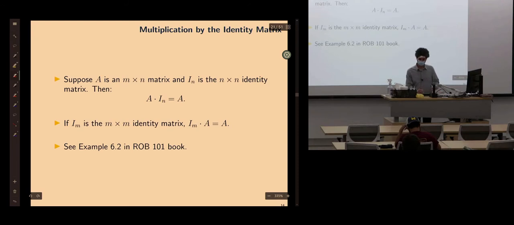Now we have more examples. If you go to example 6.2 in the book, you can read more about it. But I think the idea of the identity matrix should be clear here.